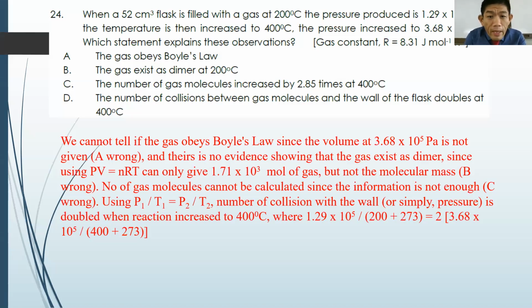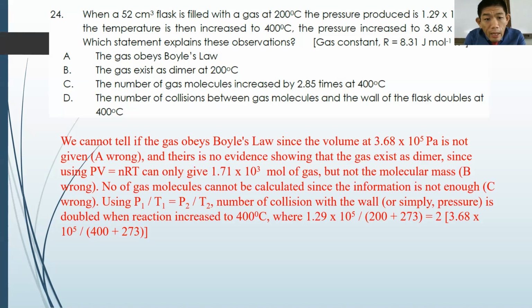Okay, so A is wrong, and there is no evidence showing that the gas exists as a dimer. Since using PV equals nRT, it can only give 1.71 times 10 to the power of 3 mole of gas, but not the molar mass of B. So the number of gas molecules cannot be calculated since the information is not enough. So C is also wrong.